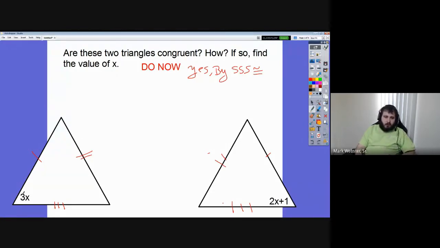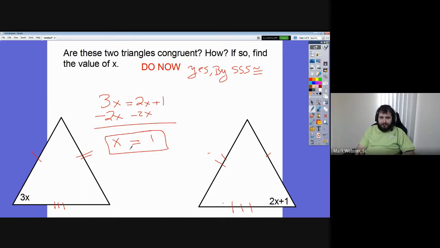So if we look, this 3x is between the 1 side and the 3 side, this angle. And this 2x plus 1 angle is in between the 1 and the 3 sides, so we know that they're the same. So we can set them equal to each other. Well, let's subtract 2x from both sides and get x equals 1. And that's all there is to this one.